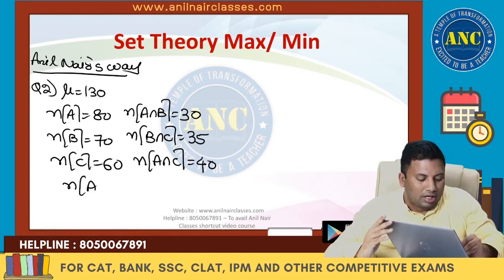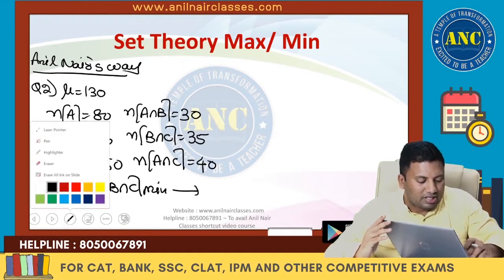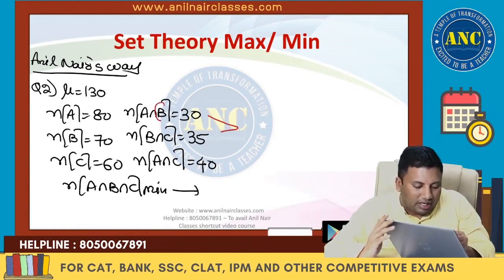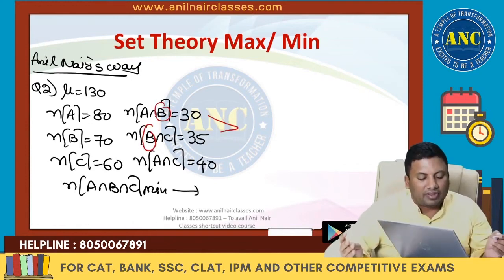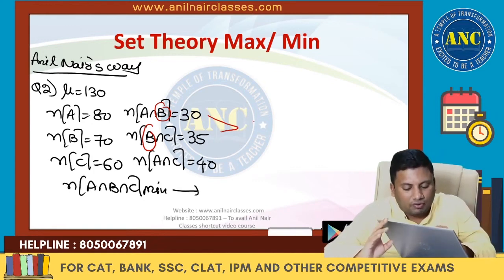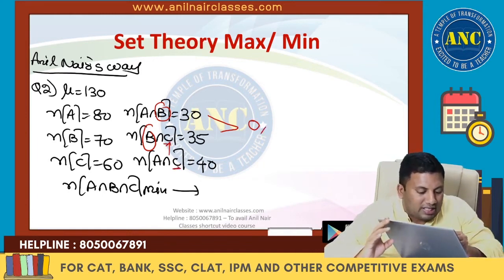I want A intersection B intersection C minimum. See here, sir. I want minimum. 30, 35. What is common here? B. 30 plus 35 is 65. 65 is less than 70. So it is 0.